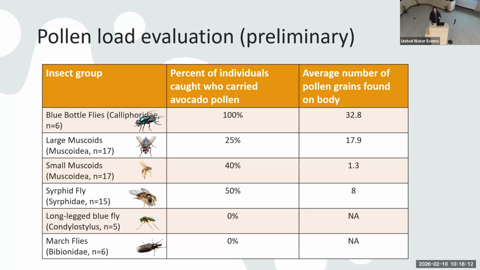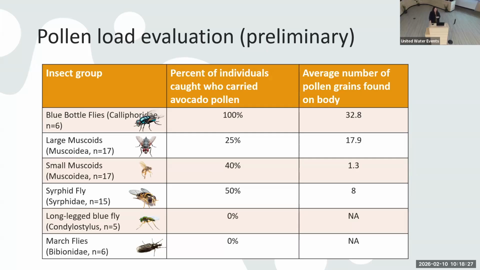Another group that carried a lot of pollen were the large muscoids. This is multiple species that we're still sorting out, but these are like large house flies that you see flying around. 25% of the individuals that we caught carried pollen, but they carried 18 pollen grains on their body.